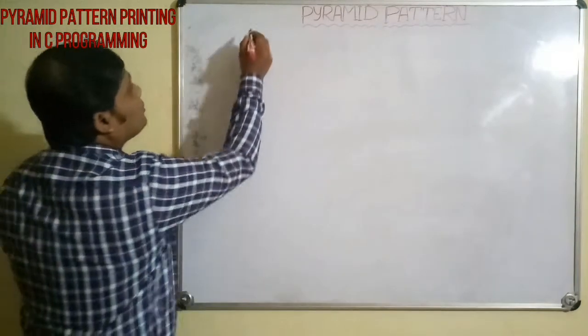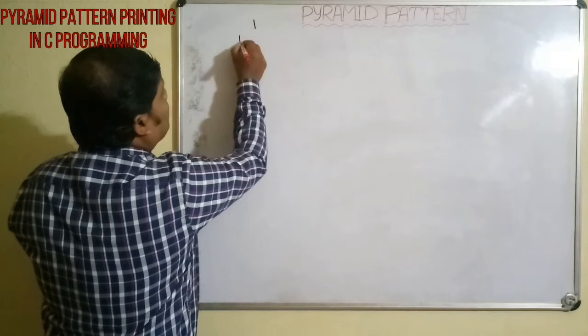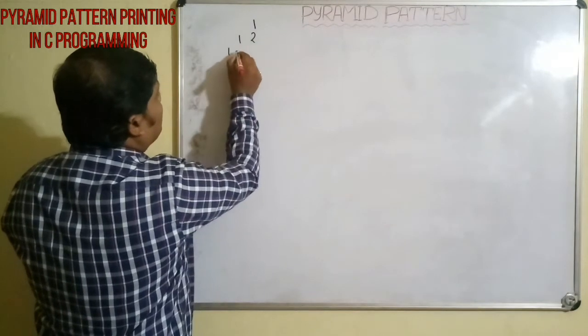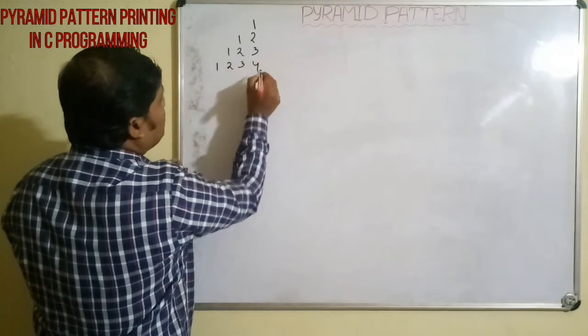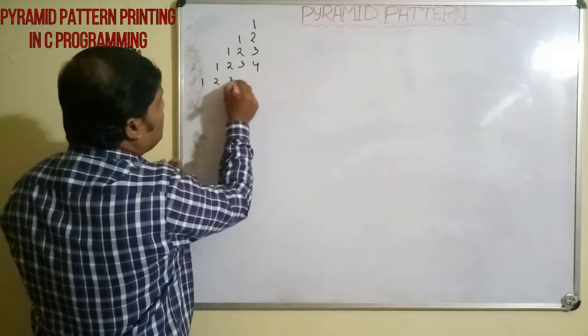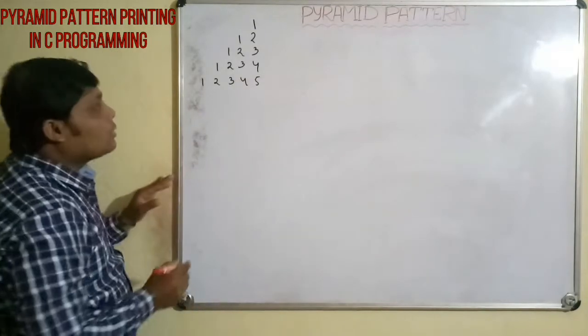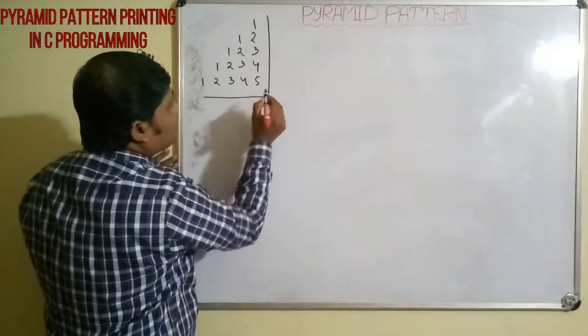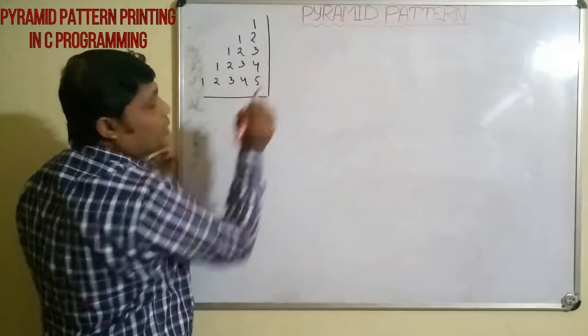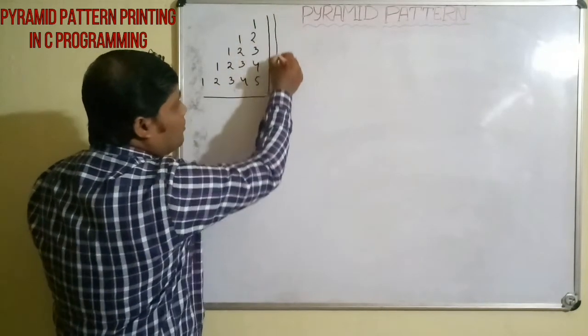You just see the pattern: 1, 1 2, 1 2 3, 1 2 3 4, 1 2 3 4 5. Here you can see there are 5 lines. Just see the pattern.